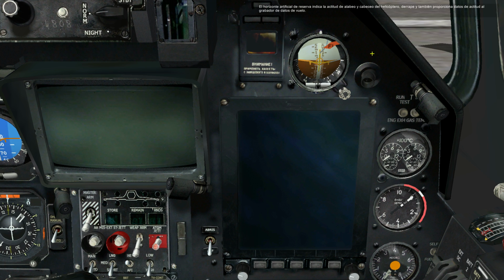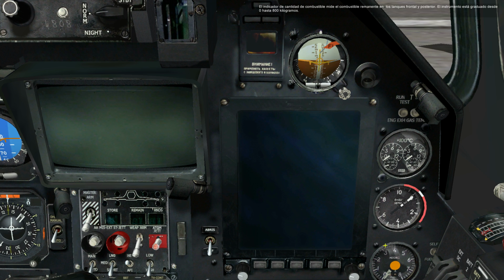The backup artificial horizon indicates the bank and pitch attitude of the helicopter, side slip, and also provides attitude data to the flight data recorder. The exhaust gas temperature, EGT indicator, displays the exhaust gas temperature for each engine. The tachometer indicates the RPM of each engine turbine. The scale is calibrated to display RPM as a percentage of maximum.